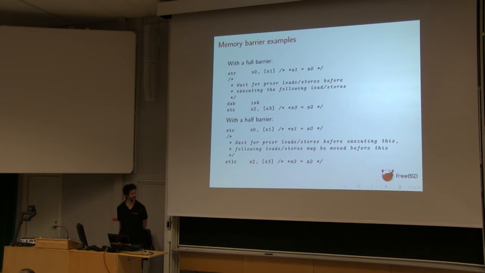Half barriers. They only have store release semantics. So I can say I'm writing x0 to x1. I've got a half barrier, so that's what the STLR is. That will mean that the prior loads and stores will have completed, but later memory accesses may be moved beforehand. So that's slightly more efficient if you're not caring about what happens after an operation happens.